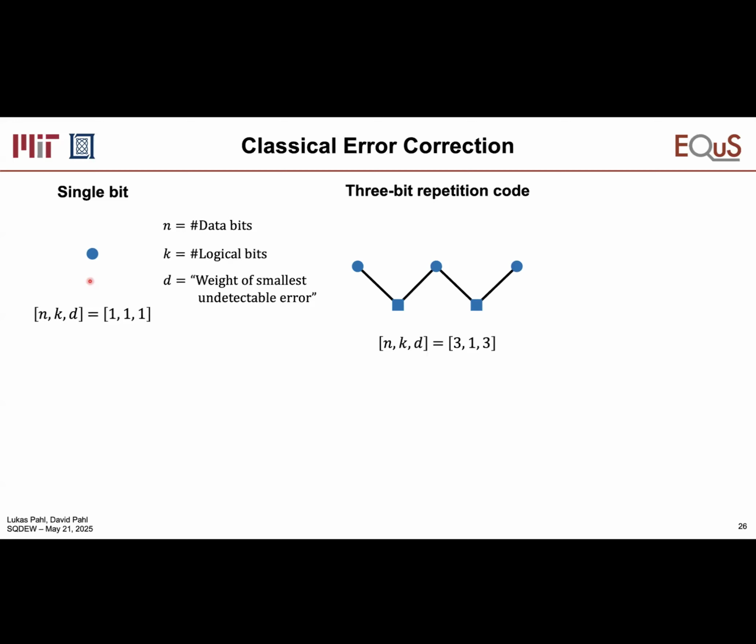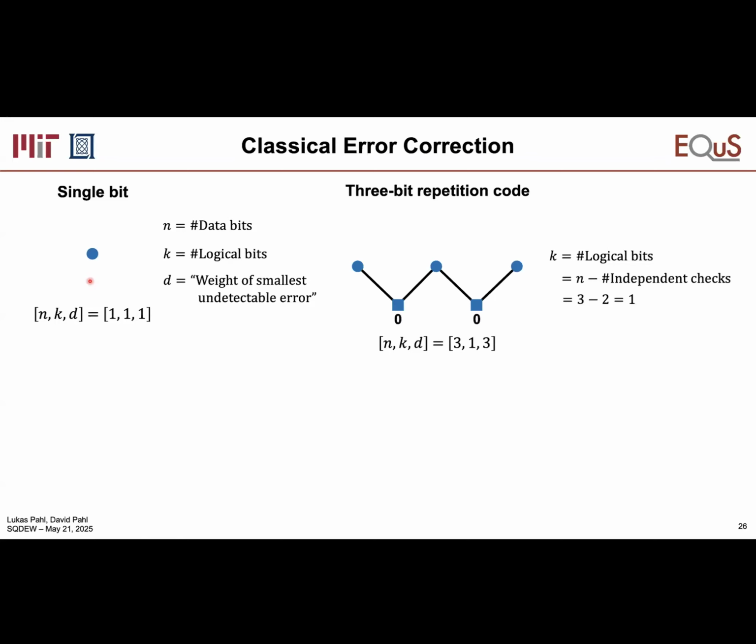N, the number of data bits, is 3. K is the number of logical bits. How do we determine that? There's a very simple trick, a very simple formula. N, the number of data bits, you can think of as spanning degrees of freedom. The more data bits you add, the more degrees of freedom you have. The checks are like constraints on your degrees of freedom. And so the resulting degrees of freedom you have is the data bits minus the independent check bits. And so that gives you one logical bit that's encoded here.